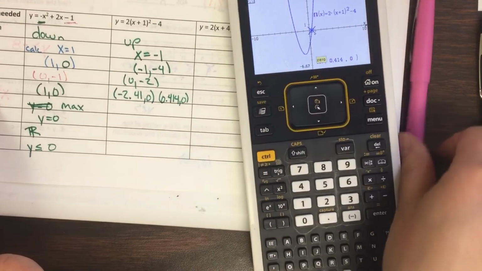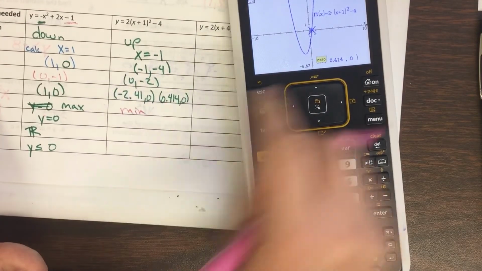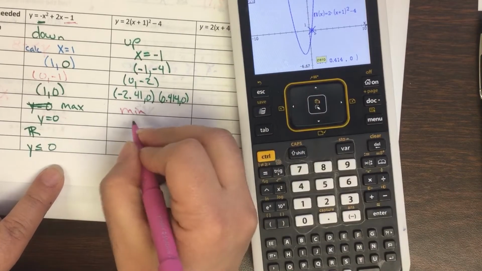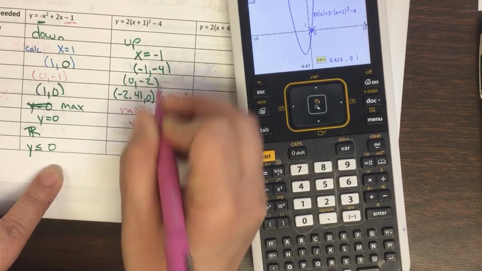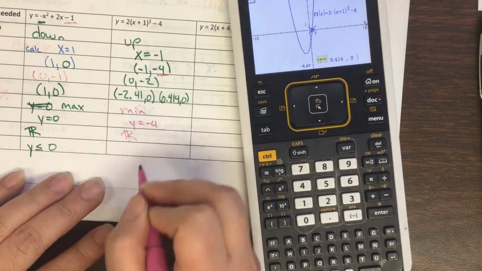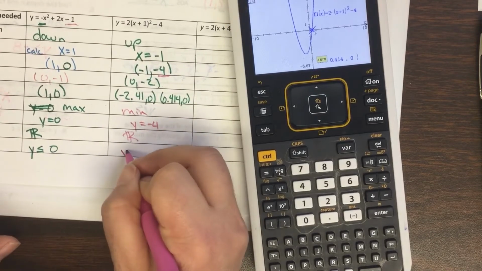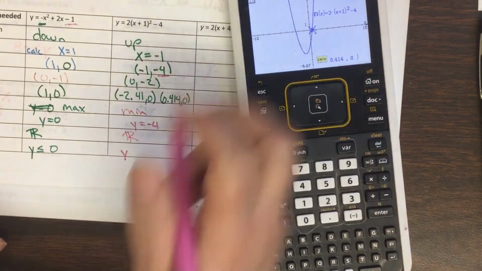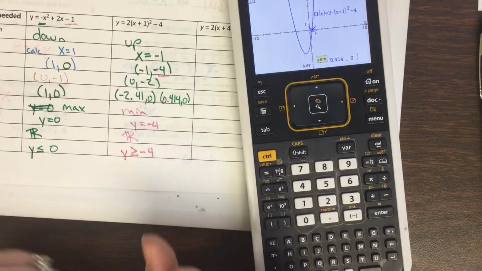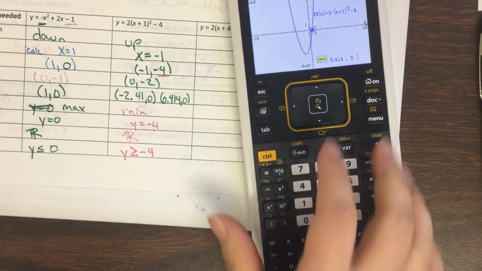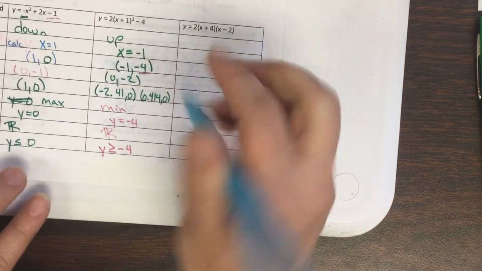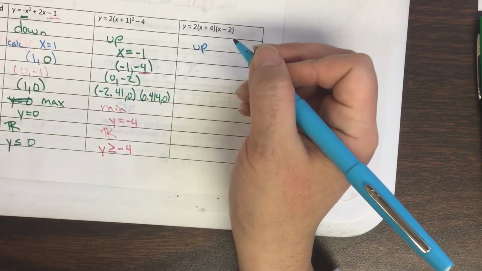My max and min, it has a max or min. Since it's opening up, that means I have a min. And my min value is always going to be the y value of the vertex. So that's going to be my y equals -4 from the vertex. Domain, same thing, is all real numbers. For the range, that's my y values. Since it's opening upwards, it's going to be greater than or equal to that y value of my vertex. Okay, and then the last one, same thing. Starts off positive, which means it's going to open upwards.